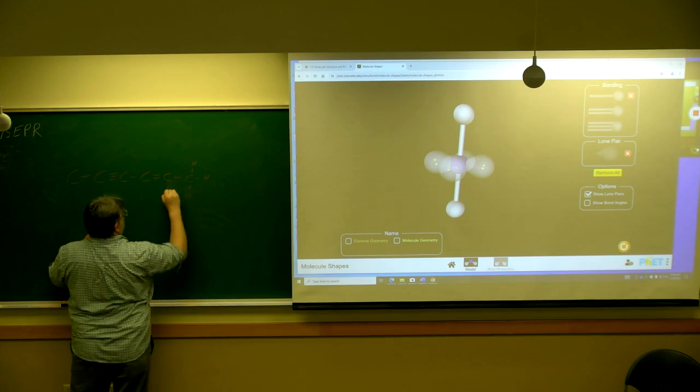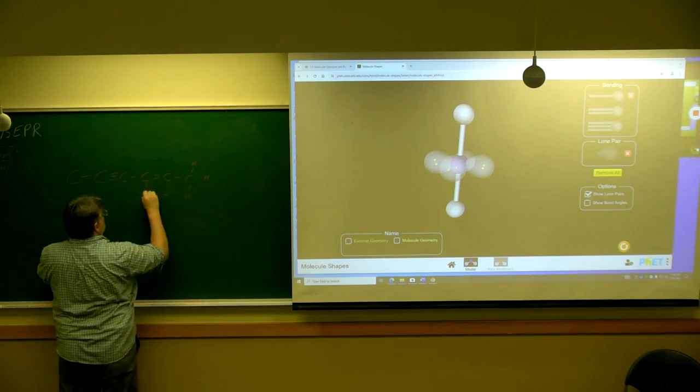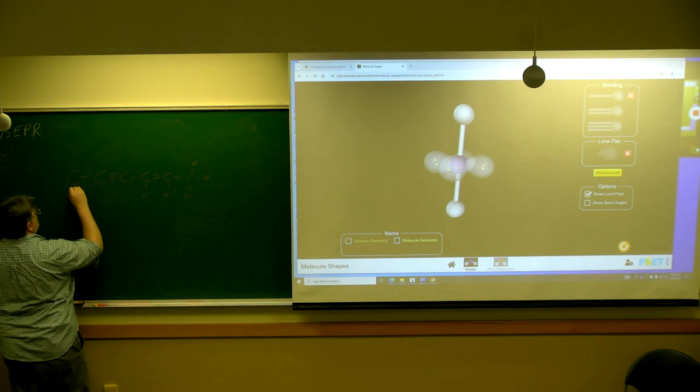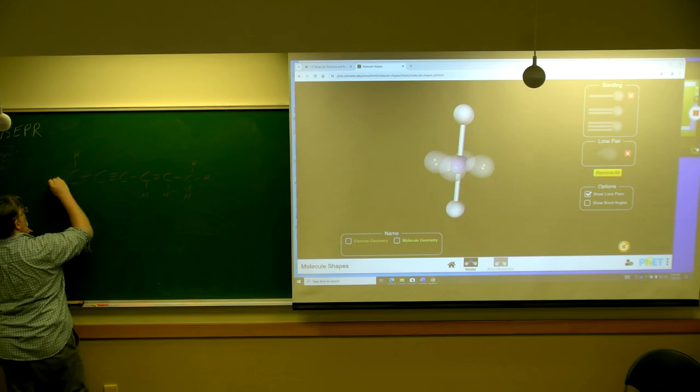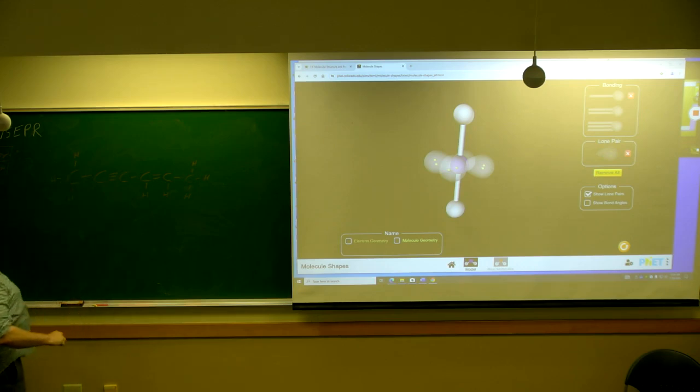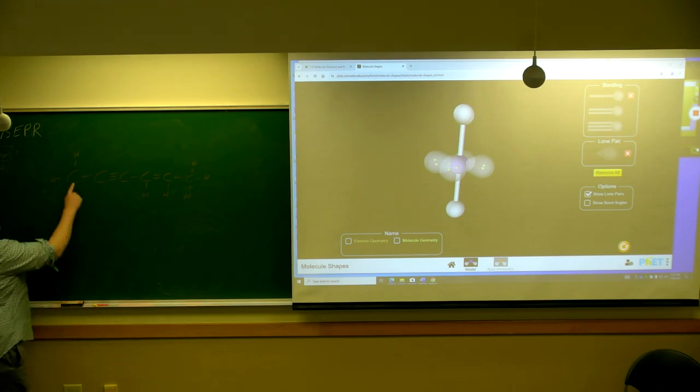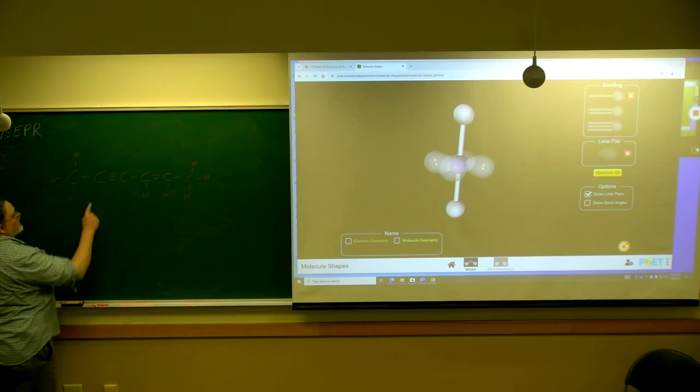Here's a bigger molecule. So all the carbons have their 4 bonds. So what's the molecular shape around this carbon? Tetrahedral. Yep, 4 things around it. How about this one?